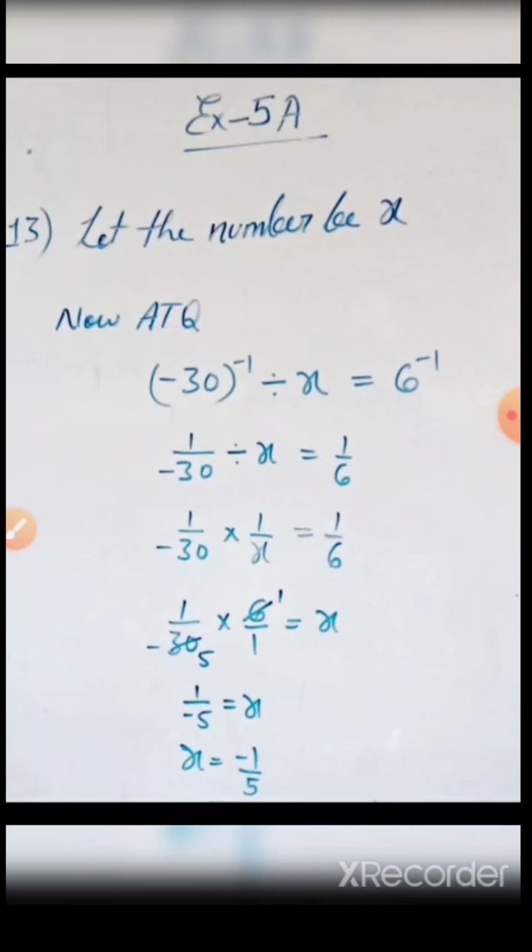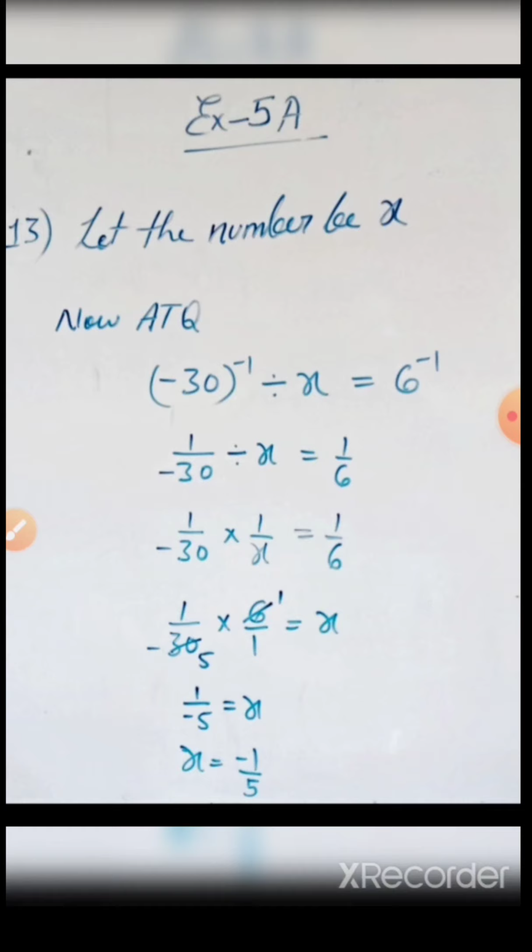So read the question. By what number should minus 30 raised to the power minus 1 be divided to get 6 raised to the power minus 1? So we need to find a number, means we need to find a divisor which divides minus 30 raised to the power minus 1, and we'll get 6 raised to the power minus 1 as a quotient.